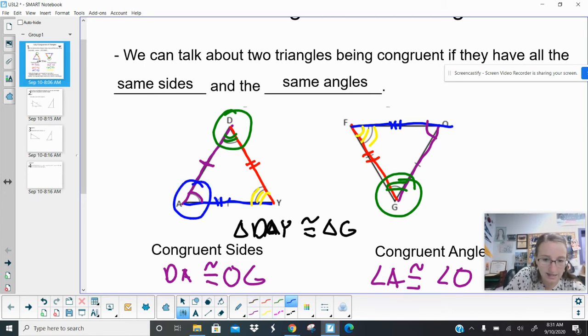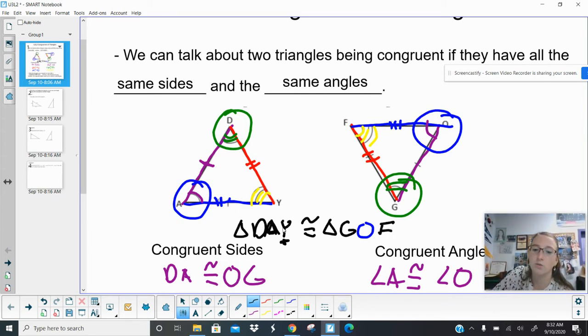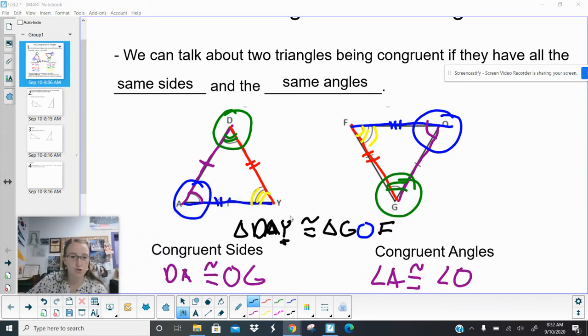A is next, and that has 1 rainbow. So the next letter I have to put over here also has 1 rainbow, G-O. And then obviously, if I put Y last, that's 3 markings, I'm putting F. So this is one example of a congruent statement. Triangle DAY is congruent to triangle GOF. I'm going to have you try it one more time.